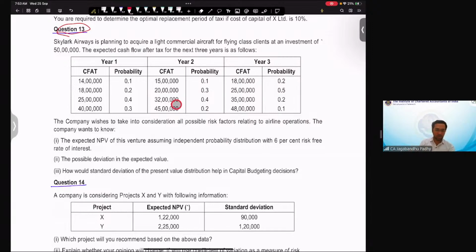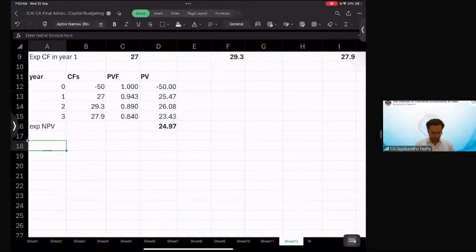the expected value. So I need to get the standard deviation and the variance for year 1, year 2, and year 3 separately. Okay, I need to get the standard deviation for the cash flows in year 1, standard deviation for the cash flows in year 2, and standard deviation for the cash flows in year 3. And then we will also compute what is the expected standard deviation in the project NPV for the entire 3 years. So first we need to get the deviation possible in the year 1, 2, and 3.